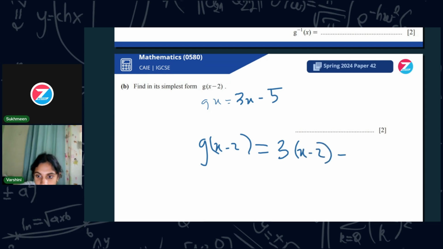And don't forget to add the brackets here around x minus 2. It's not x and then minus 2 and then minus 5. It's 3 times the whole of x minus 2, minus 5. Now we can expand this and multiply 3 into both the terms inside the bracket. So 3 into x is going to give us 3x, and 3 into minus 2 is going to give us minus 6. And then again we have the minus 5. So now we can add minus 6 and minus 5 and make that 3x minus 11. So that is our answer.